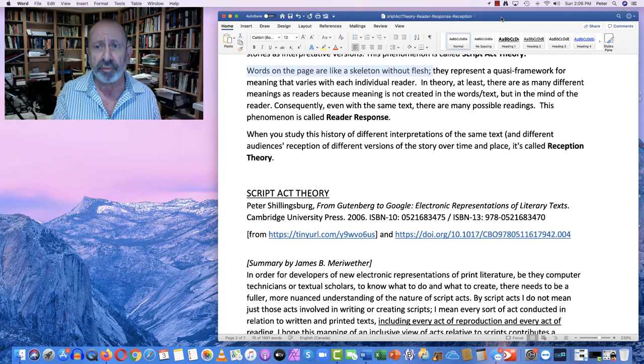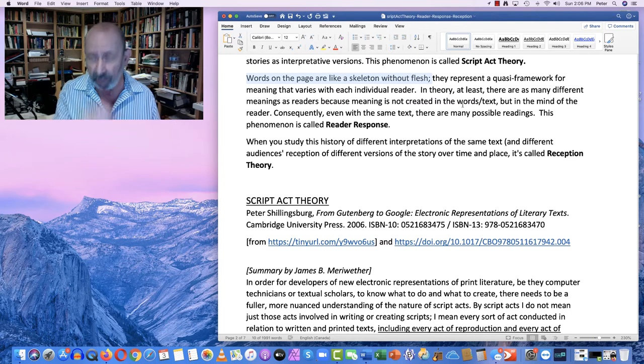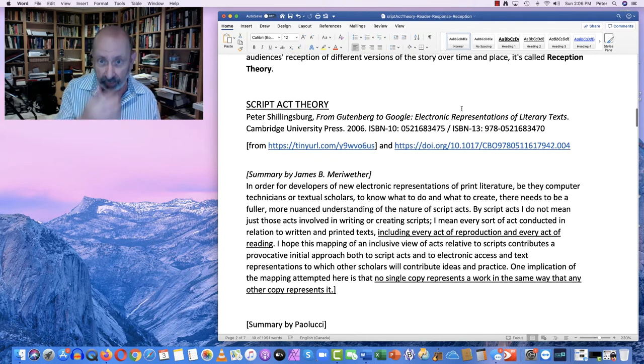So the three things we're talking about, script act theory basically says the text is a Rorschach test. The text is a Rorschach test where we bring our meaning to it. That is reader response. When you do a history of reader responses over time, it's called reception theory. So let's zoom in a little bit now and talk about script act theory.